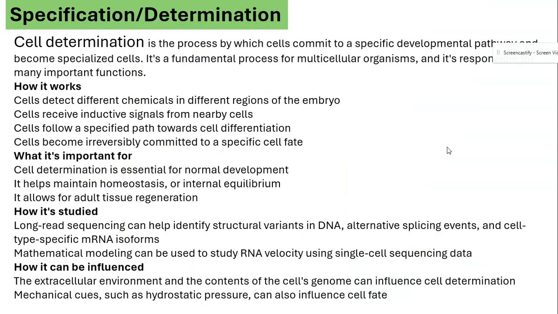Specification determination. Cell determination is a process by which cells commit to a specific development pathway and become specialized cells. Consider yourself, you're a pre-med, then you learn the general human system, and you study. Eventually you decide that you want to be a neurologist or you want to be an orthopedic. So how does that determination specification actually happen?